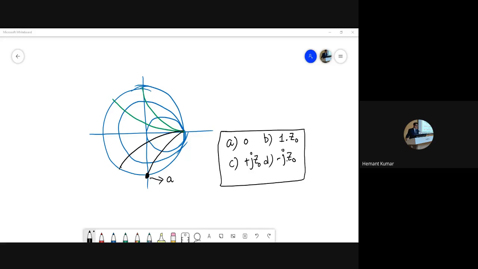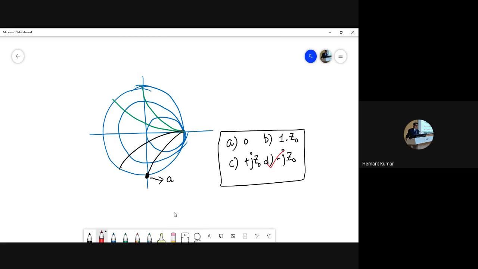Kunal typed answer D. Ankita typed answer D. Anyone else? Priyanka also typed answer D. So answer D is the correct answer.